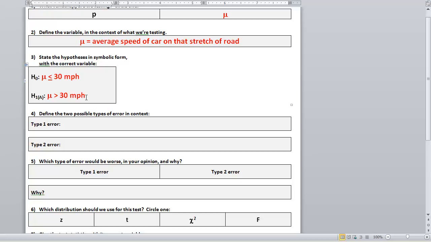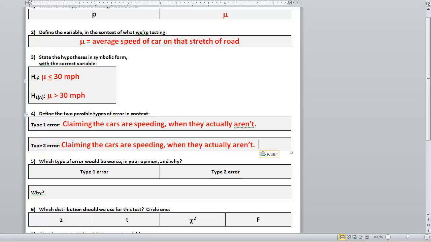Okay, we got some error analysis here. A type 1 error, as we've talked about quite a bit now, would be believing this when this was actually true. So a type 1 error, I'll keep this red font, would be claiming the cars are speeding when they actually aren't. That would be a type 1 error, false positive, right? A false negative, type 2, would be saying the cars aren't speeding when they actually are.